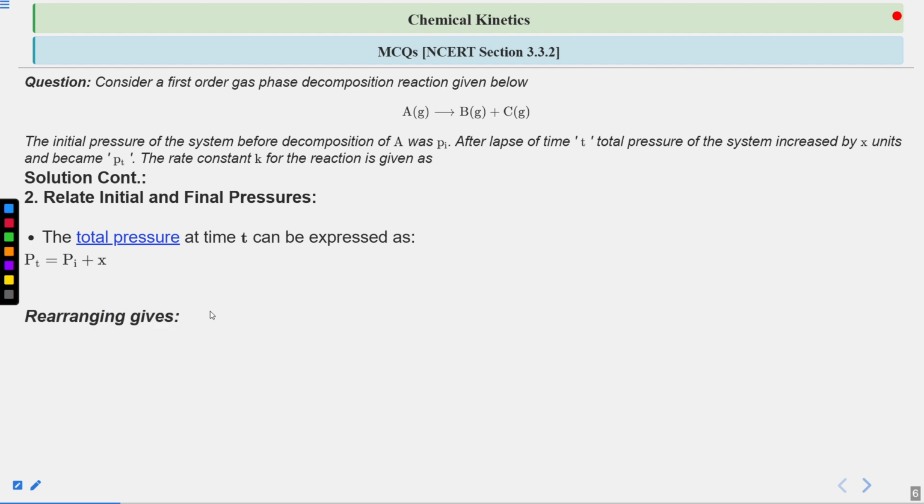Now rearranging gives the X value, that is the amount of the pressure which is increasing. If you want to calculate it in terms of P total and P initial, it will be P total minus P initial after rearranging this equation.